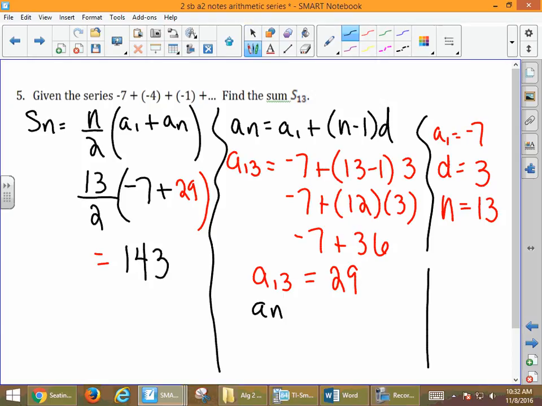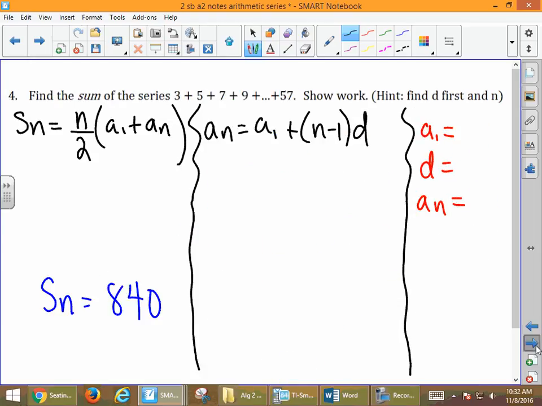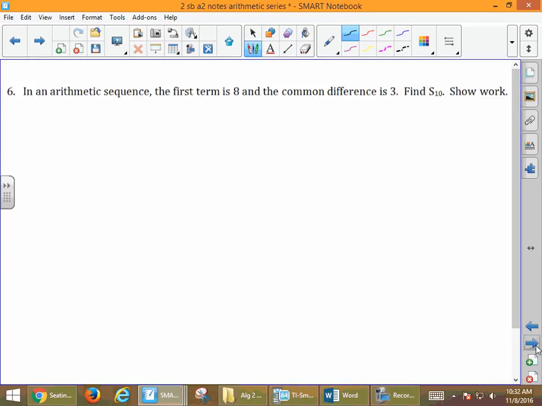What I hope that you're seeing here, in terms of a process, is that on almost all of our examples, we've set this up where we have our sum, we have our nth term formula, we have the information that we know, and then we use it to put it back into the formula. So if we look at example number 6 here, it says in an arithmetic sequence, the first term is 8. Oh, that's nice. We're given that information. The common difference is 3. That's nice. We're given that information. We want to find the sum of the first 10 numbers.